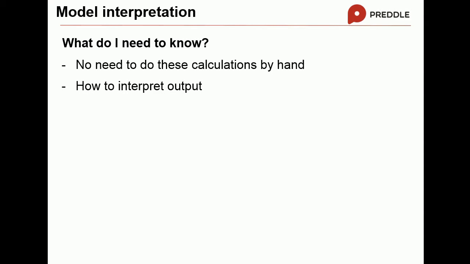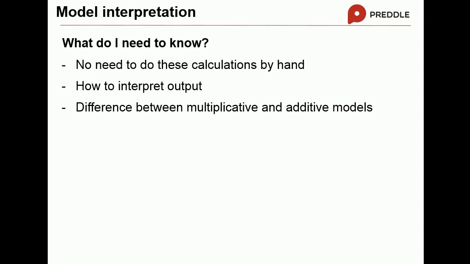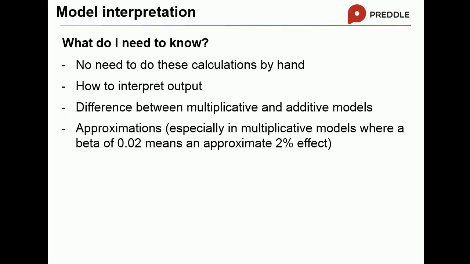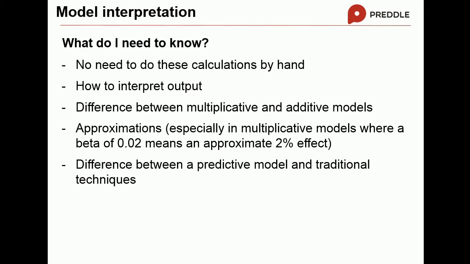By the end of the video, you should understand the difference between multiplicative and additive models. For multiplicative models in particular, you should understand, particularly when looking at the charts, that the beta is approximately the percentage impact of a case being at a particular level. You should also understand how a predictive model differs from the ANOVA and t-tests.